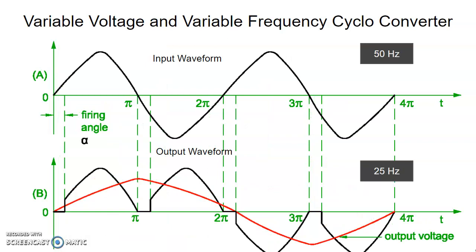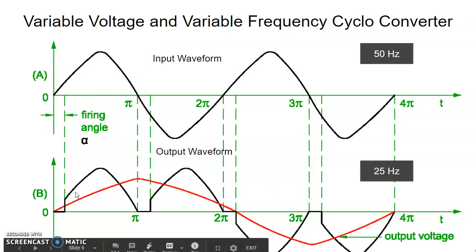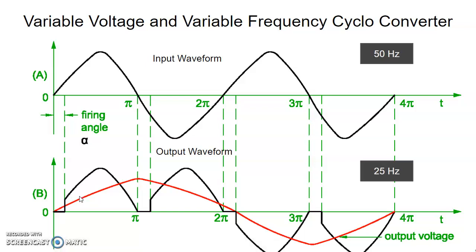Variable voltage and variable frequency cycloconverter. In this case, we can vary the voltage as well as the frequency. Here we are using a thyristor to vary our voltage, and it does not start from 0; it starts from some firing angle alpha. So by varying alpha, we can vary the frequency as well as the magnitude of the voltage.